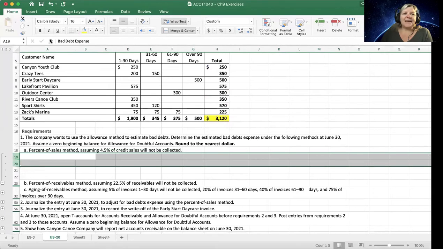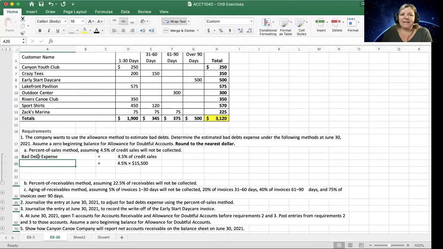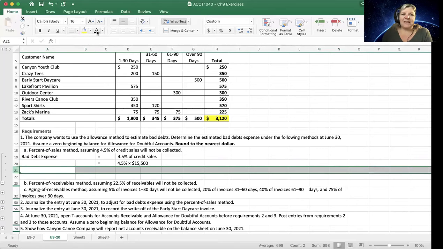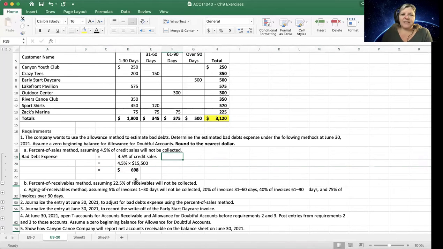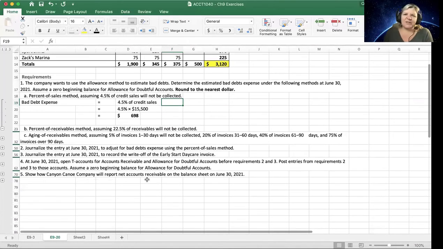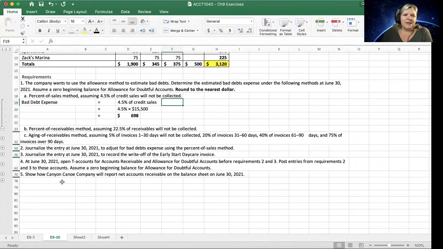When we estimate bad debt using credit sales, we're going to take bad debt expense as 4.5% of credit sales. In this case, 4.5% of 15,500 to get a total estimate for bad debts of $698. So pretty easy. Requirement number 1, percent of sales is just a straight calculation, taking the percentage, multiplying it by the credit sales as given.